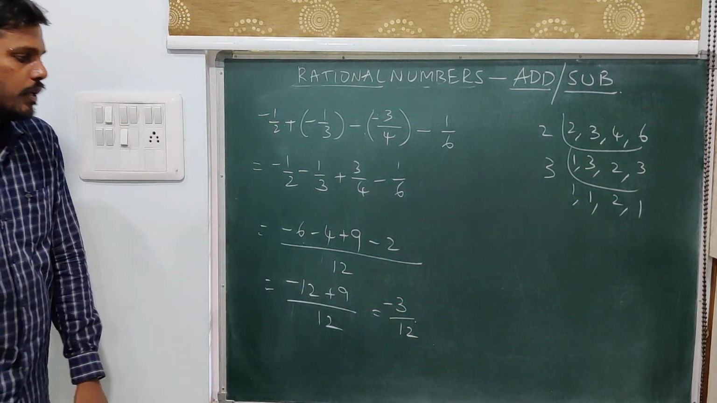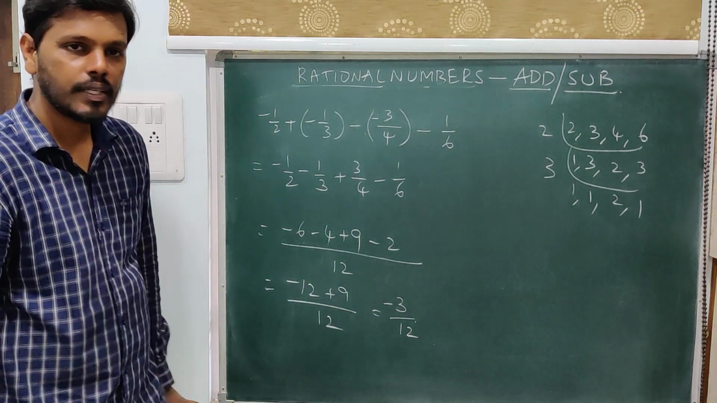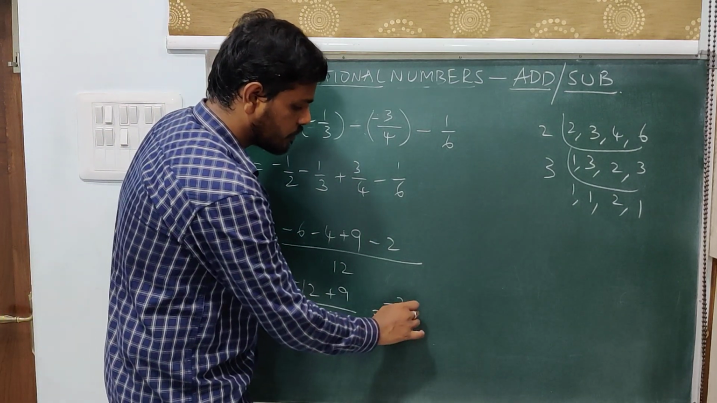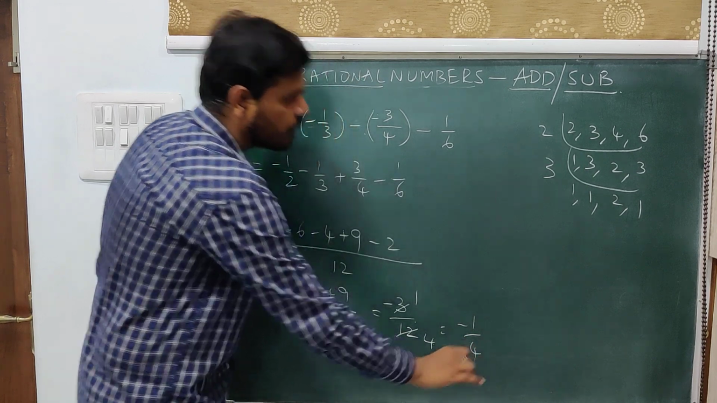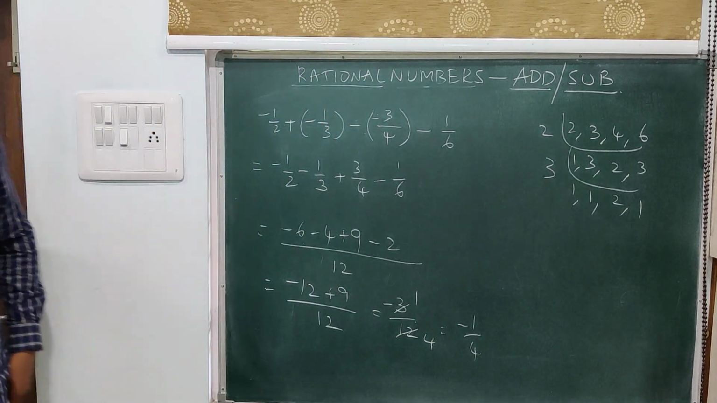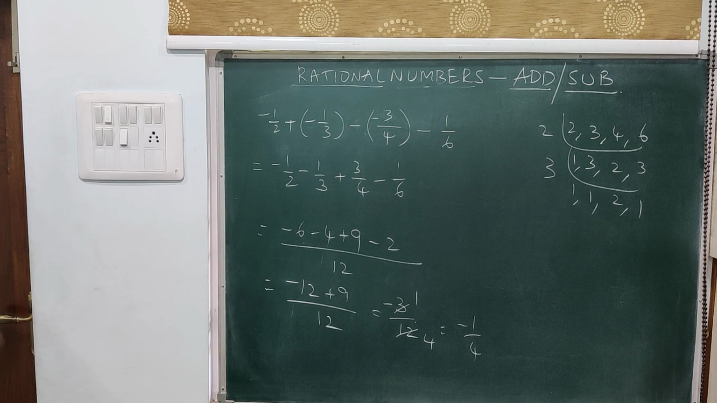So minus 3 by 12. Now 12 goes in the 3 table. So this is 3 1 times, 3 4 times, so this is minus 1 by 4. Now this is the way to go about the addition and subtraction.